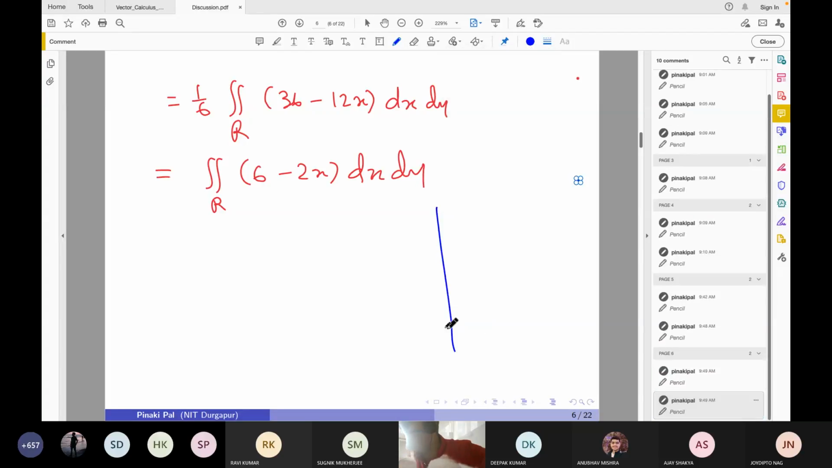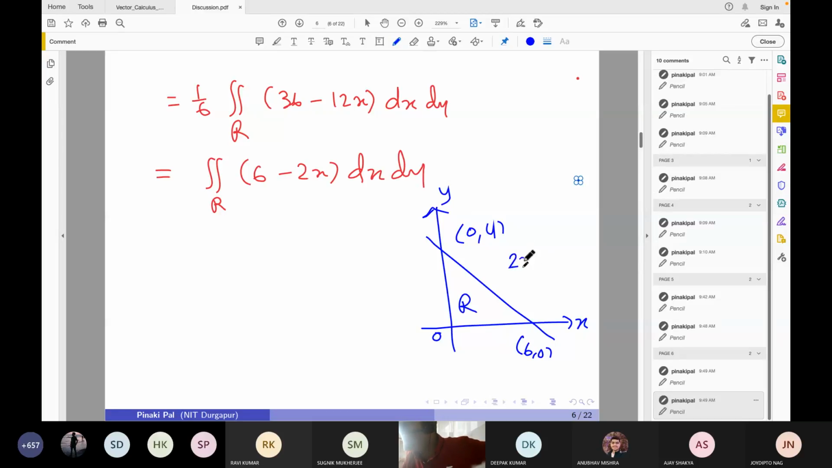So this is your region, and this is 6, 0 and 0, 4, and the equation of the line, this is your R, and the equation of this line is 2x plus 3y equal to 12. Therefore, x equals 0 to 6, y is equal to 12 minus 2x by 3, sir. Yes, very good.